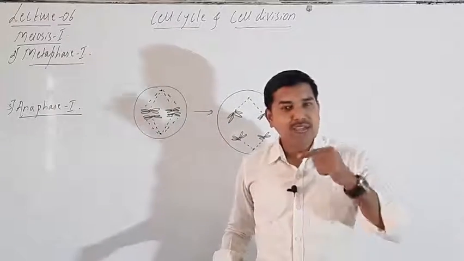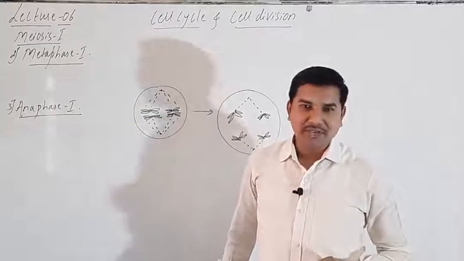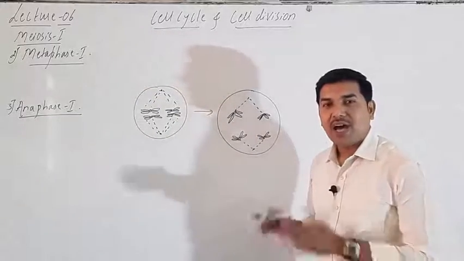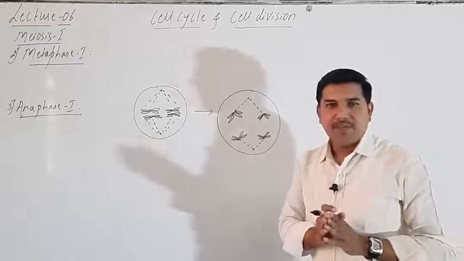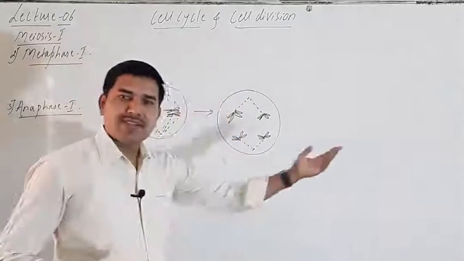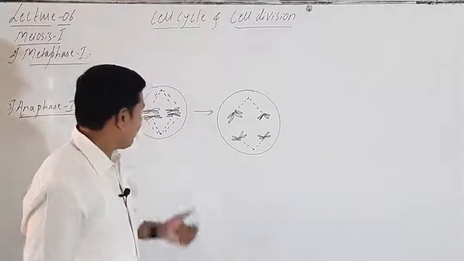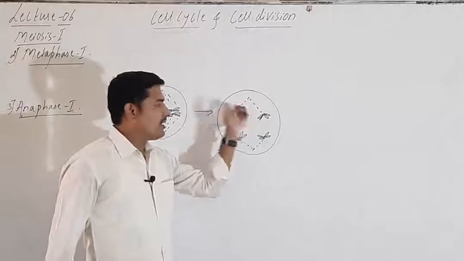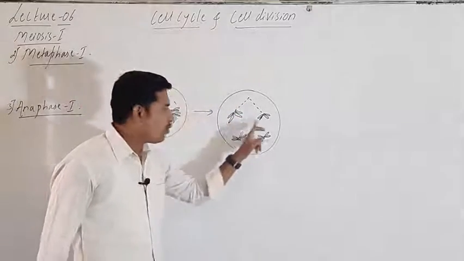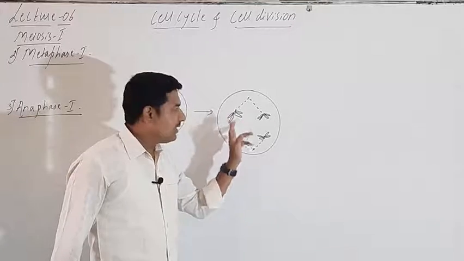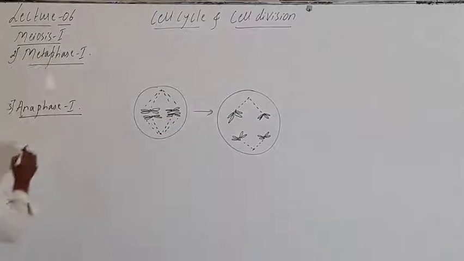That's why this is called what? Reductional division. Reductional, because half of the chromosomes are found in each daughter cell. From 46 it finally converts to 23. So here we have 46, and here 23 will move. I have shown you only 2, but the rest are all here. Then what happens in the next phase? The fourth one.